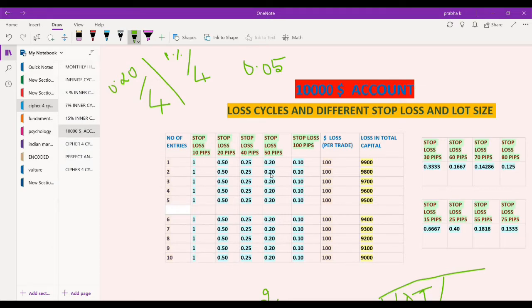Okay, 0.05. So the loss which I'm going to occur is 100. So 100 divided by 4, we will know it's 25. So in every pair I'm going to lose only $25, not more than that. Because 4 pairs I am trading, lot size is 0.20. If you divide it by 4, you will get 0.05. I'm going to use 0.05 lot size in every pair and 25 as a loss in every pair.